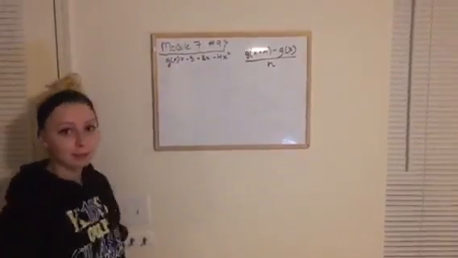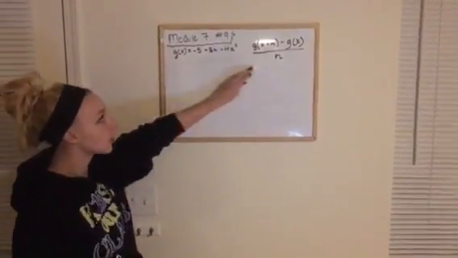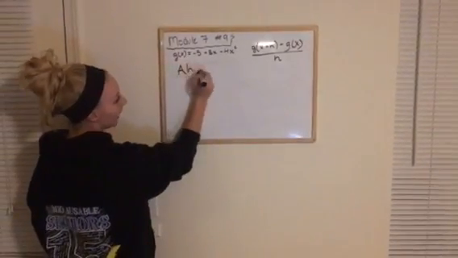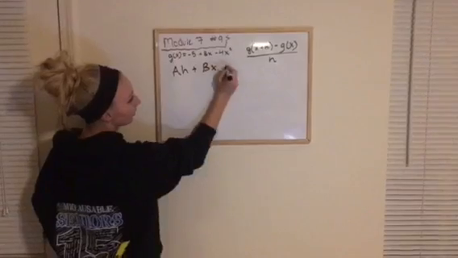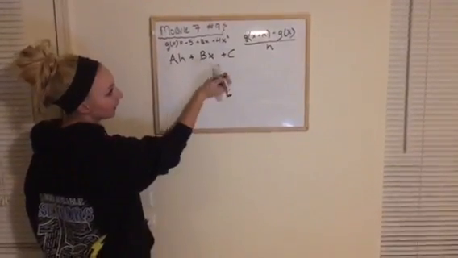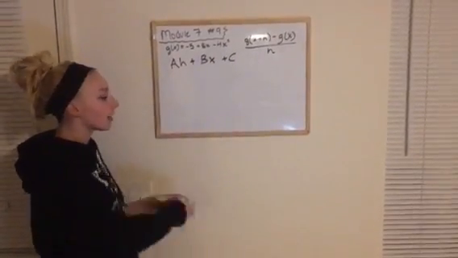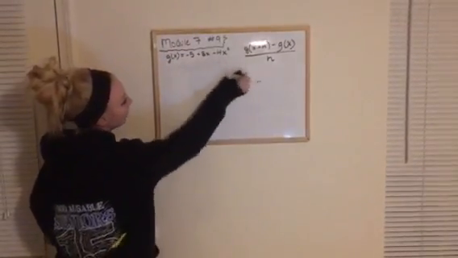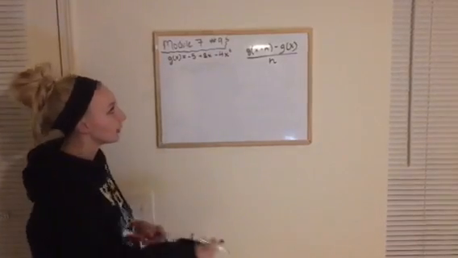So I'm doing problem 9 for module 7, and basically you're given two expressions, and you're going to be finding a h squared plus bx plus c. And a, b, and c represent the constants that you're going to be finding. So at first it's confusing, so basically you put together these two expressions.